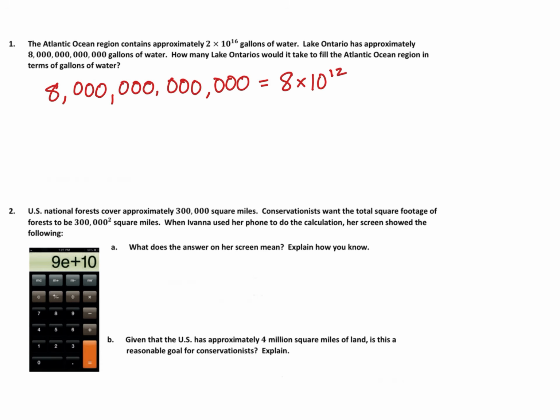Now it's kind of hard to determine which type of operation you need to do just based on these numbers, but if we were to look at something like saying the Atlantic Ocean has 2,000 and Lake Ontario has 80, we could figure out how many Lake Ontarios it would take by dividing. So we're going to do the same thing, but we are going to divide using exponential format.